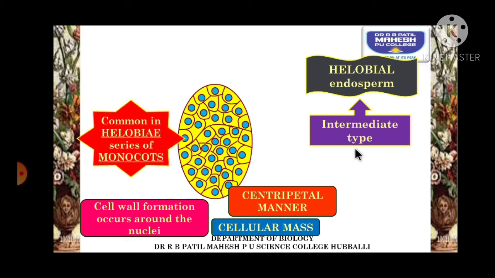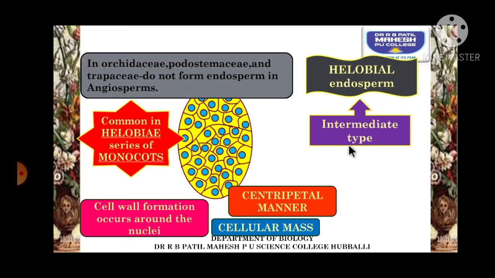The common type of endosperm in monocots is the Halobial type of endosperm. Plants belonging to the families Orchidaceae, Podostemaceae and Trapaceae do not form endosperm in angiosperms. So this can be asked in competitive exams: give an example of plants where there is no endosperm. What all you have to remember? Plants belonging to the families Orchidaceae, Podostemaceae and Trapaceae do not form endosperm in angiosperms.